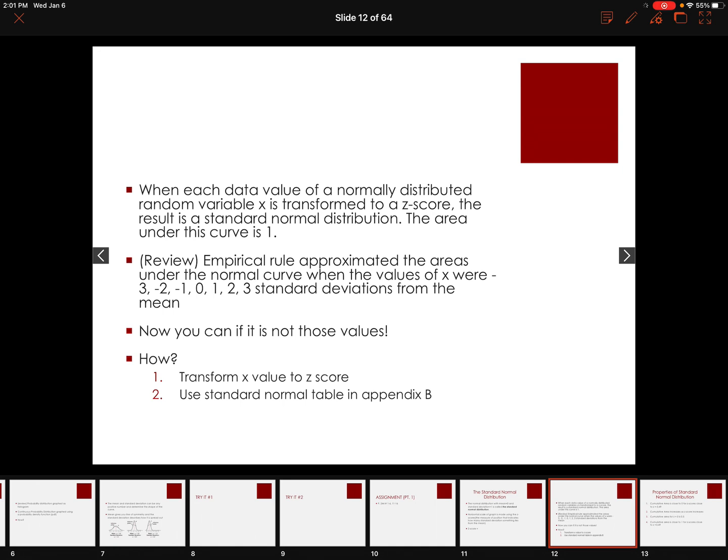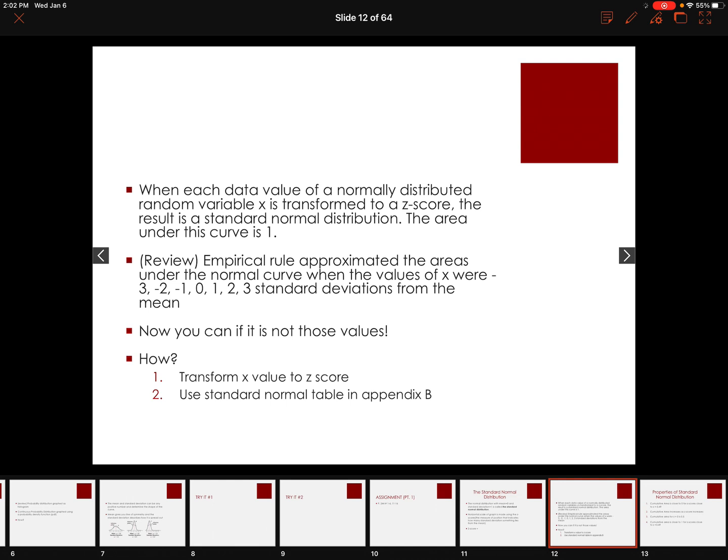Now what if there aren't those values? Remember the empirical rule was where we said we move 1 standard deviation, we are a certain percentage away. Where 2 standard deviations, we're another percentage of the data. Where 3 standard deviations, we're another percentage of the data. But what if we're not looking at exactly 1, 2, or 3?